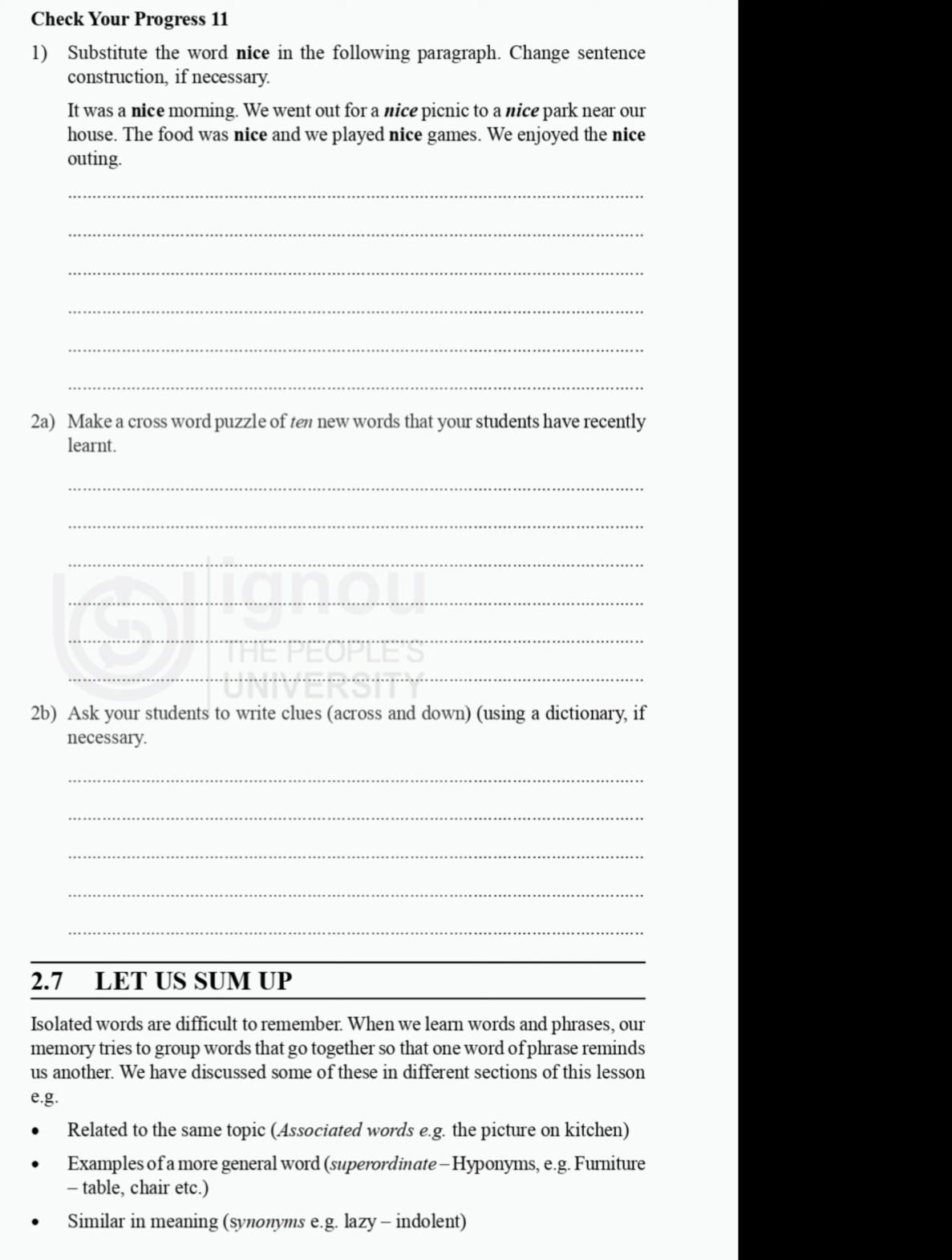2. Make a crossword puzzle of 10 new words that your students have recently learnt. 2b. Ask your students to write clues across and down, using a dictionary if necessary. Let us sum up. Isolated words are difficult to remember. When we learn words and phrases, our memory tries to group words that go together so that one word or phrase reminds us of another. We have discussed some of these in different sections of this lesson, e.g.